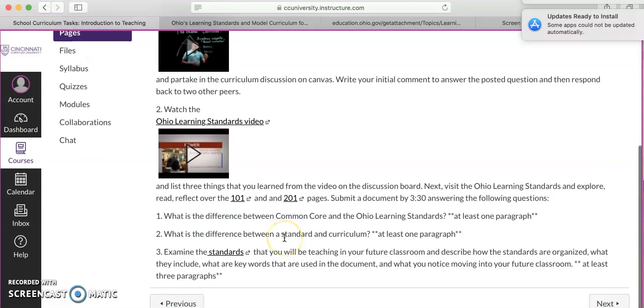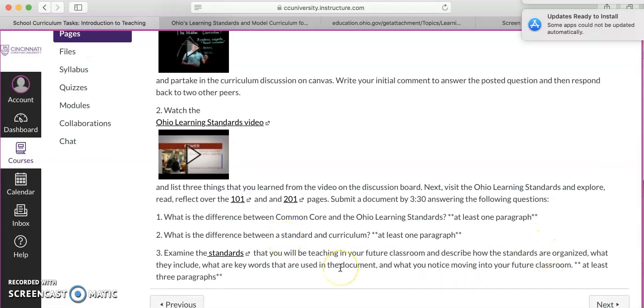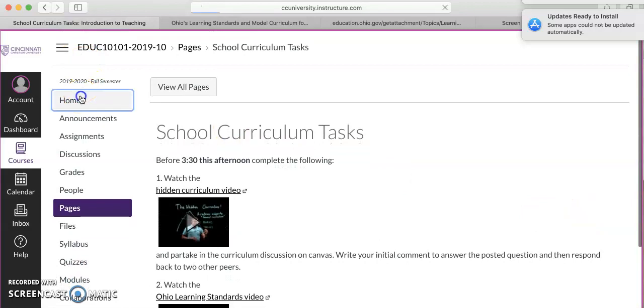If we go back, we can see that it wants us to describe how the standards are organized, what they include, and what the keywords are that are used in this document. You only need to explore one of those subject types. And then what you notice moving into your future classroom. That's three paragraphs. How they're organized is one, what they include and keywords is the second one, and what you notice moving into your future classroom is your third paragraph. So this document that you are submitting is one, two, three, four, five paragraphs. And you are going to submit that right here.